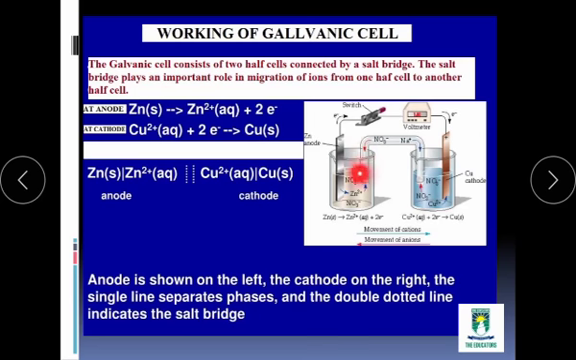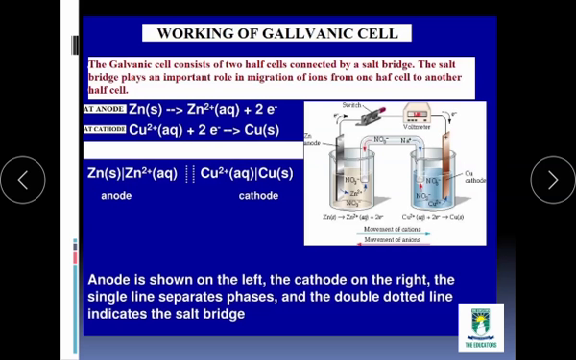Both are connected with the help of the salt bridge, and in each half cell an electrode is dipped in a 1 molar solution of its own salt and connected through a wire to the external source. The left half cell consists of an electrode of zinc metal dipped in a 1 molar solution of zinc sulfate, and the right half cell consists of a copper electrode dipped in a 1 molar solution of copper sulfate.